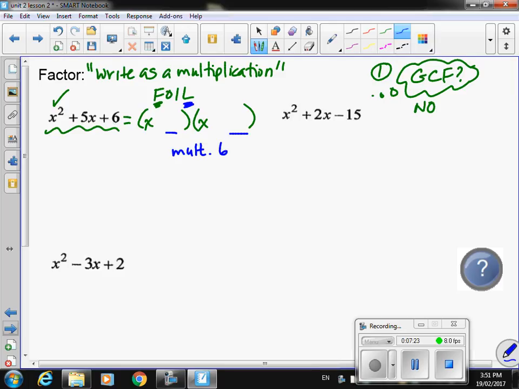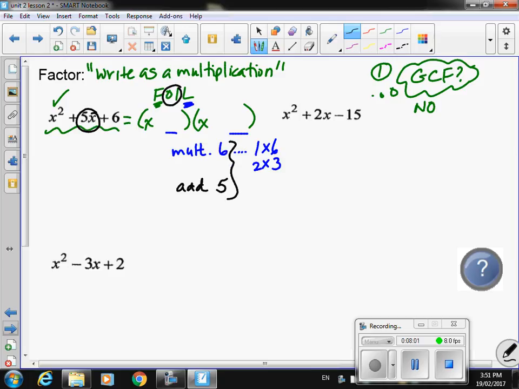So I'm thinking already, what are my possibilities? Well, what multiplies to 6? 1 times 6 or 2 times 3? Those are the only possibilities. So the 2 numbers in the brackets would have to be 1 and 6 or 2 and 3. So then I think about outside, inside. And when I multiply the outside terms and the inside terms, I'm going to be able to simplify them and come up with 5x. So I know those 2 numbers must also add to 5.